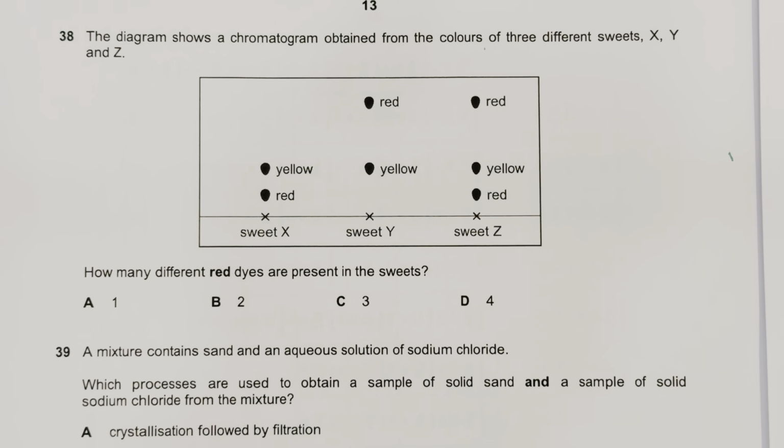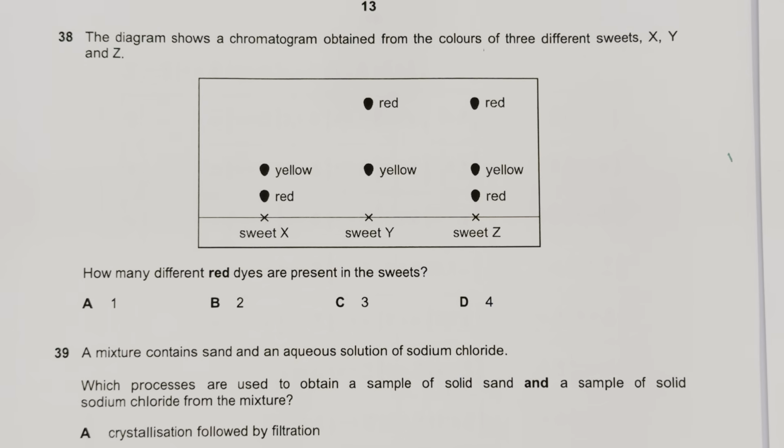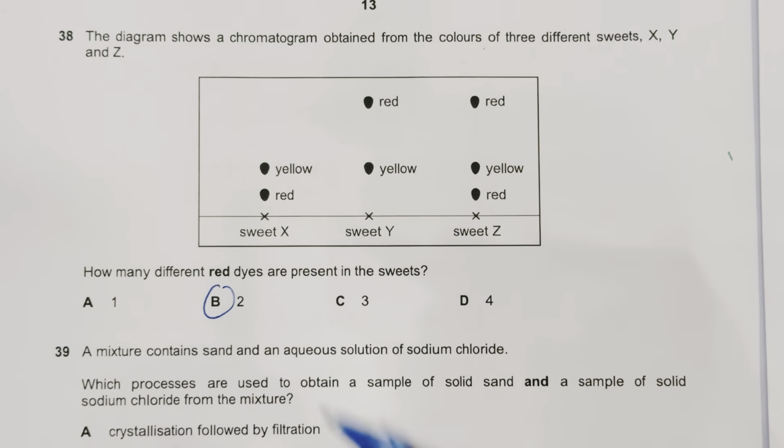Moving to question number 38. 38 is from the topic of chromatography. The diagram shows a chromatogram obtained from the colors of 3 different dyes X, Y, and Z. Sweet X has red, and sweet Z also has the red. Sweet Y has a red, and sweet Z. How many different red dyes are present in the system? So there are 2 different types. One is showing over here and one is showing over here. So option number B is the correct option.